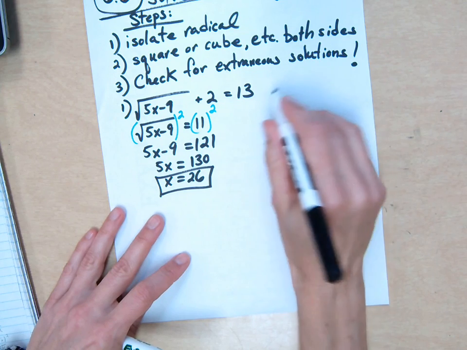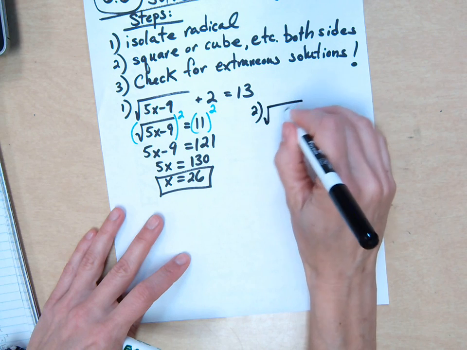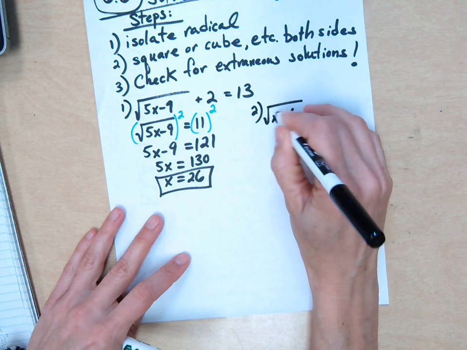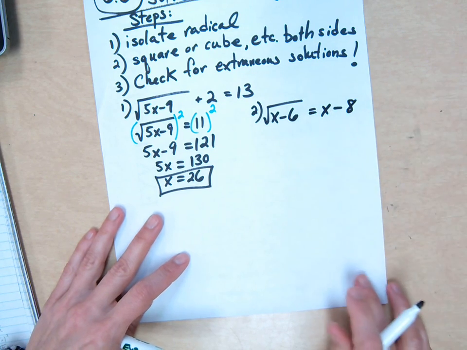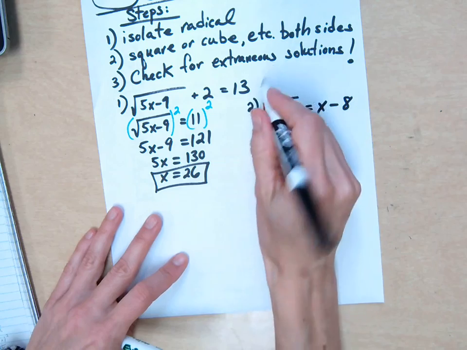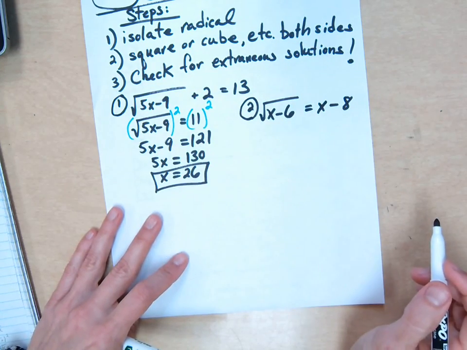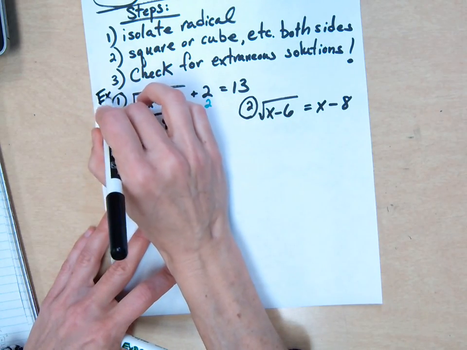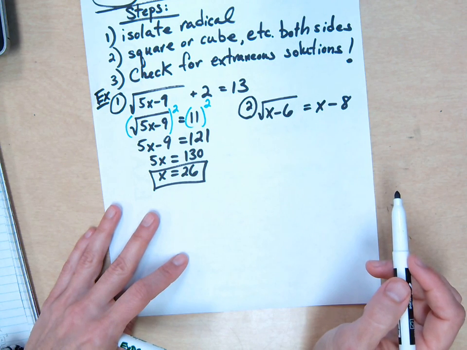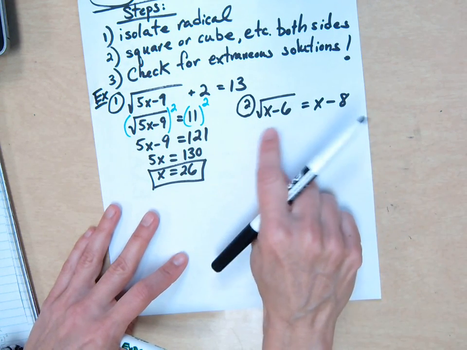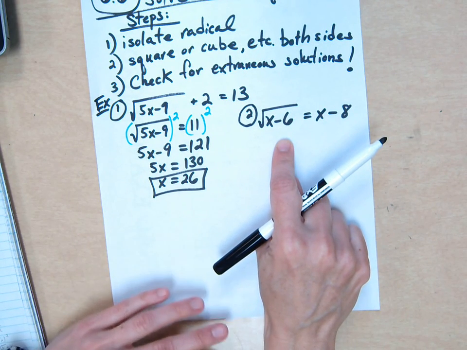Example 2 is one that's going to have an extraneous solution. Square root of x minus 6 equals x minus 8. So this is problem number 2. Have we isolated the radical? Yeah, there's nothing else on this side besides the radical. So that step's already done. So what do we do to both sides?